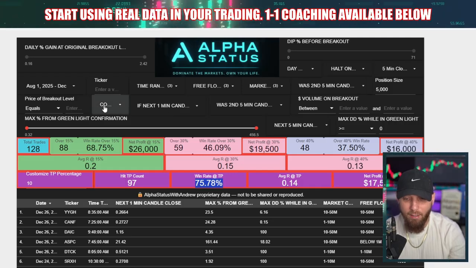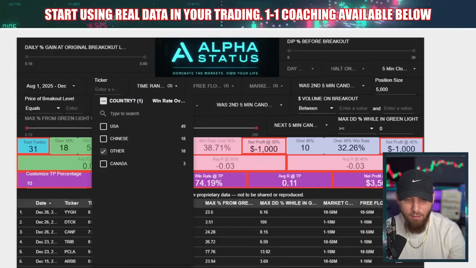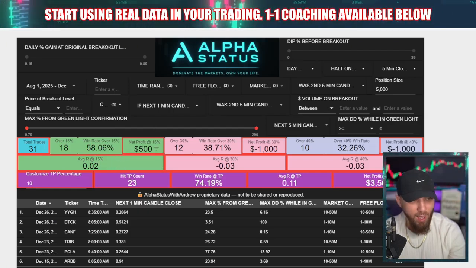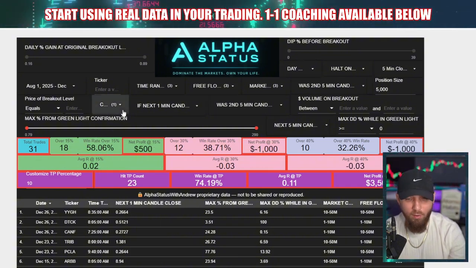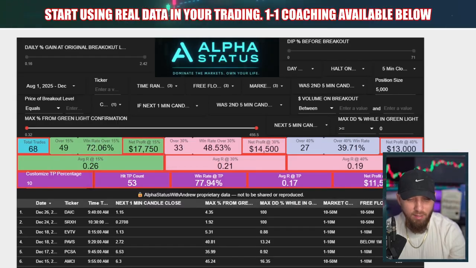And then from there, if I go to country and I just put in other, so I track USA, Chinese, other, and then Canada. If I click on other and I click OK, you'll see that the win rate drops drastically. Overall, it's still a net positive strategy. It's not net negative at all. You have a higher win rate, but your win rate drops drastically compared to the United States. Your win rate for the USA stocks is going to be 72%.